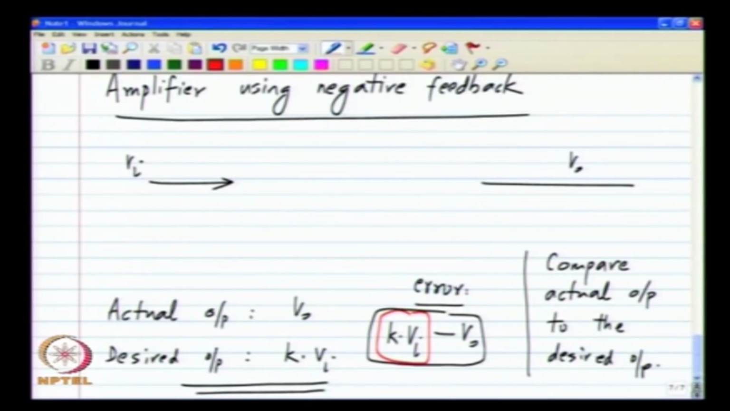See, if you think about it, what the negative feedback system is trying to do is to make Vo equals K times Vi. It is the same as saying I am trying to make Vo by K equals Vi. Okay.